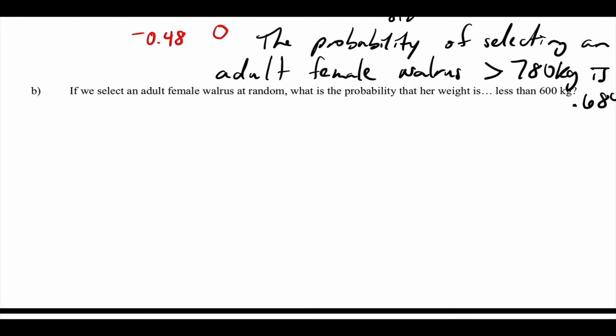B. Okay. So again, if we select a female walrus at random, what is the probability? The weight is, this time it's less than 600. So let's draw and label. Draw, label the mean, and label what we know, 600. And then shade it.